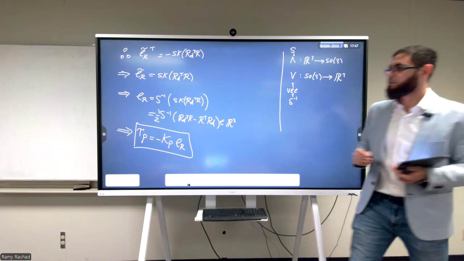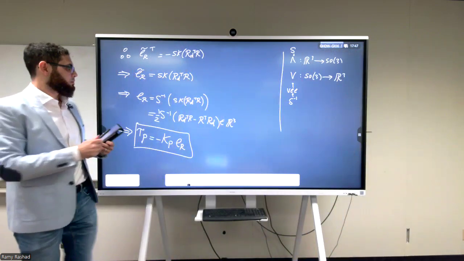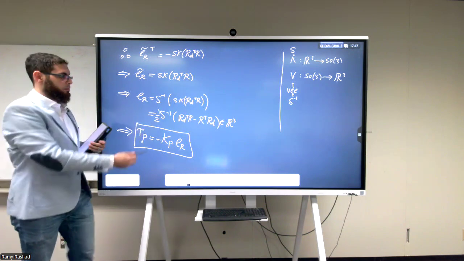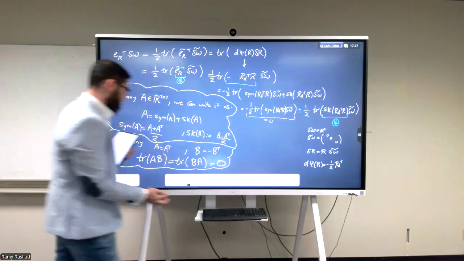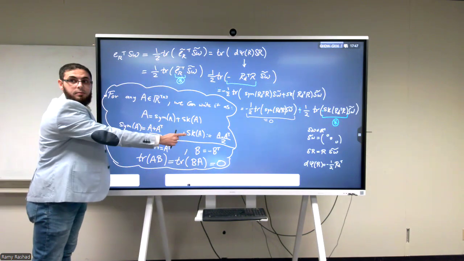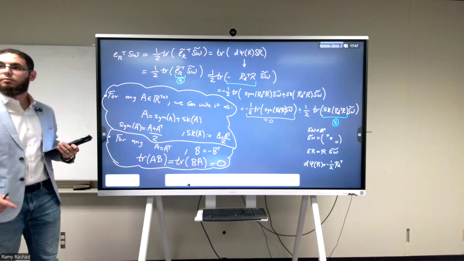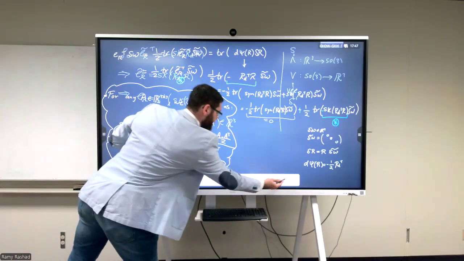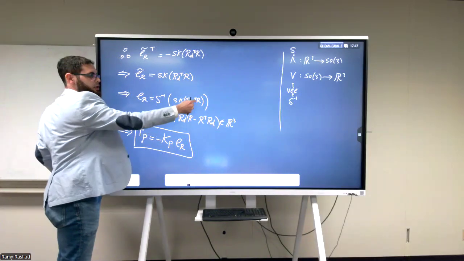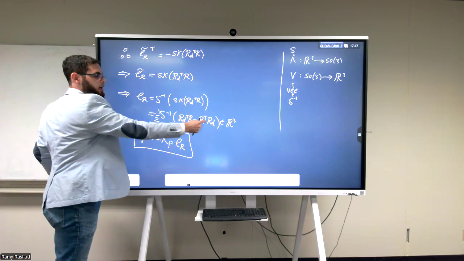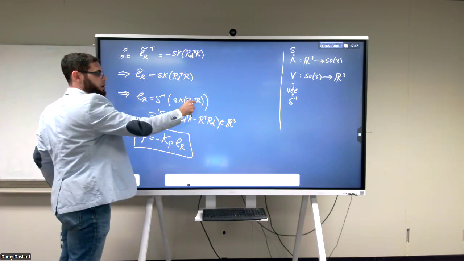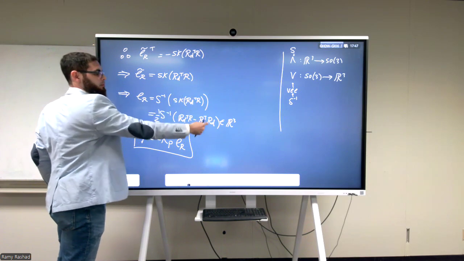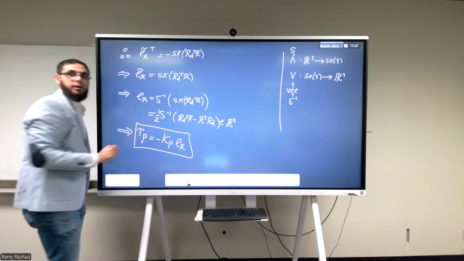Step from S inverse to the skew symmetric part of RD. What happened there? See the skew symmetric matrix of any matrix? It's defined like this. I just took this matrix, RD transpose R. I subtracted from it its transpose. So the transpose of RD transpose R is R transpose RD. And I divided by 2.